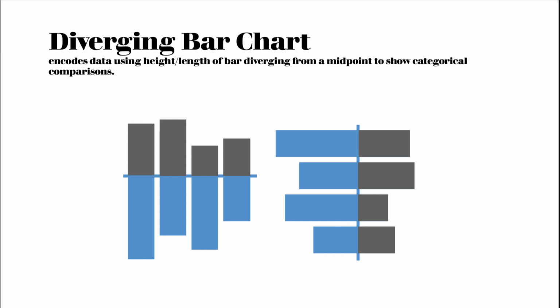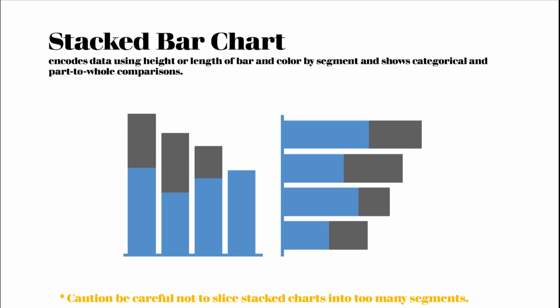The stacked bar chart uses height or length from a common baseline with another bar plotted on top of it. Color is used to differentiate the bars from each other and allow for relative comparison. Notice that the bar on the bottom, the blue bar in this case, allows for a precise comparison, but the gray bars do not.